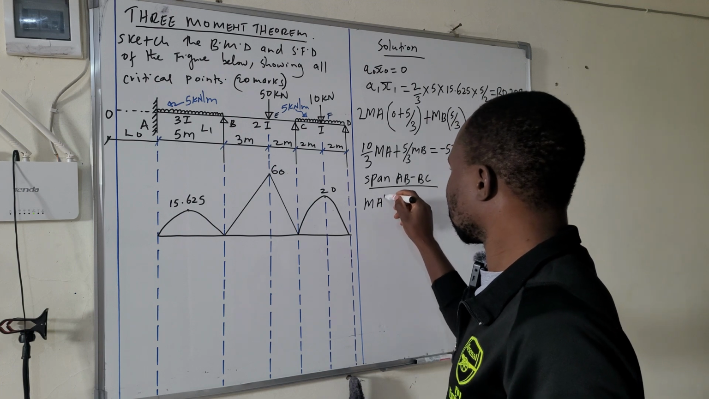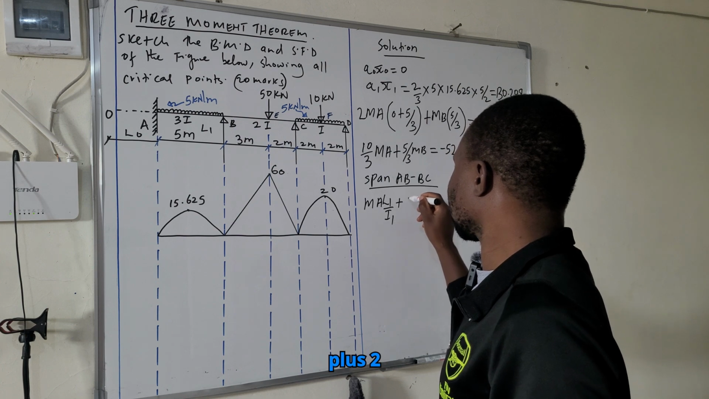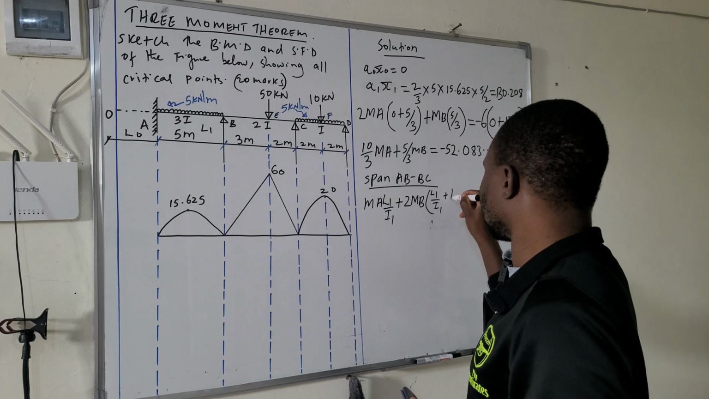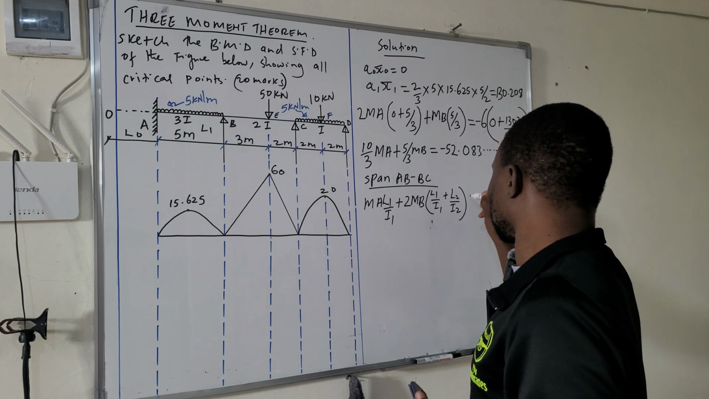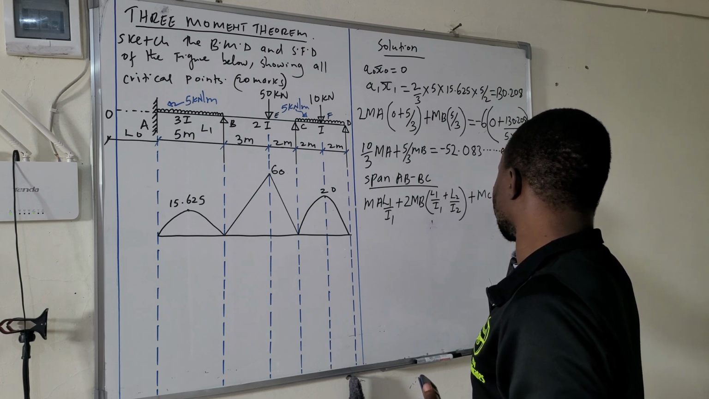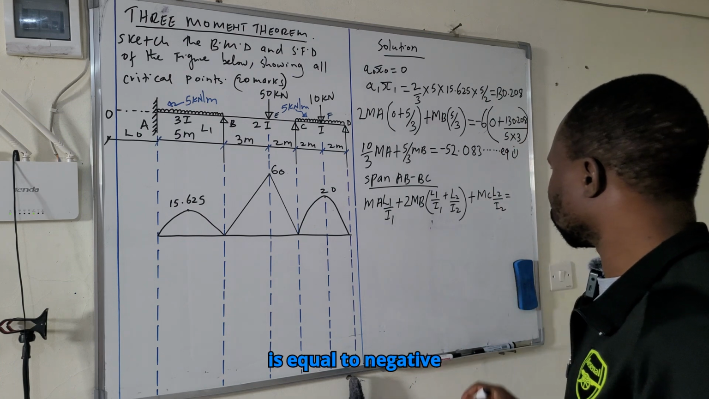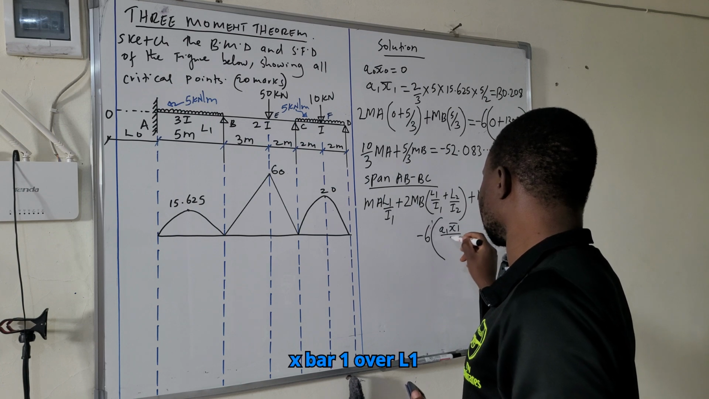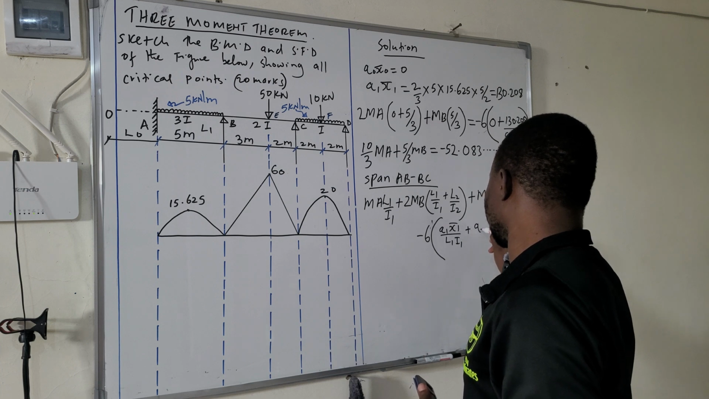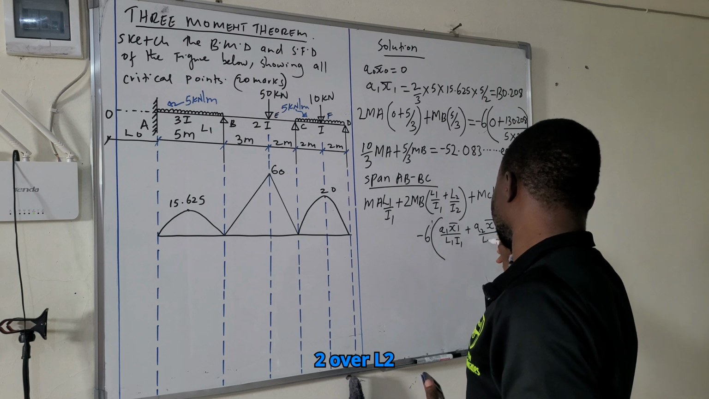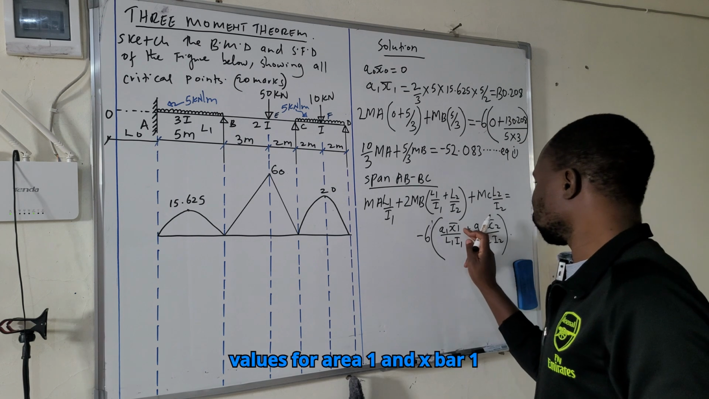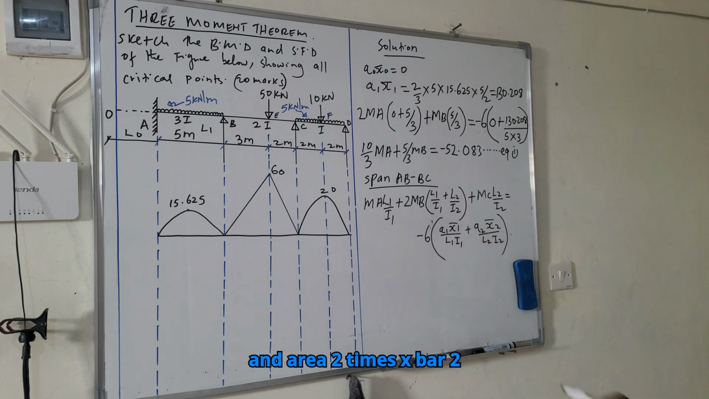MA L1 over I1 plus 2 MB into bracket L1 I1 plus L2 I2 plus MC L2 I2 is equal to -6, open the bracket, A1 x bar 1 over L1 I1 plus A2 x bar 2 over L2 I2, like that. And then after doing that, you will now come and calculate the values for area 1 and x bar 1 and area 2 times x bar 2.